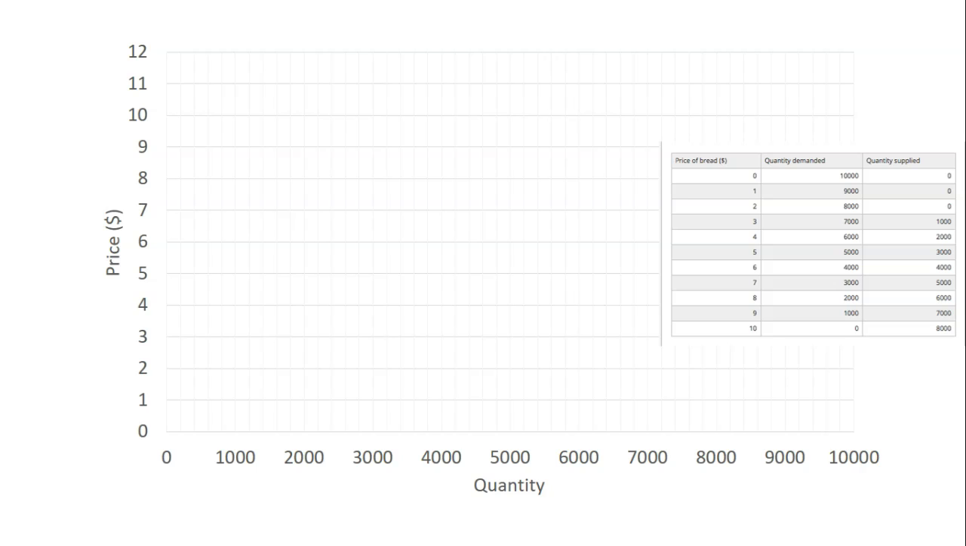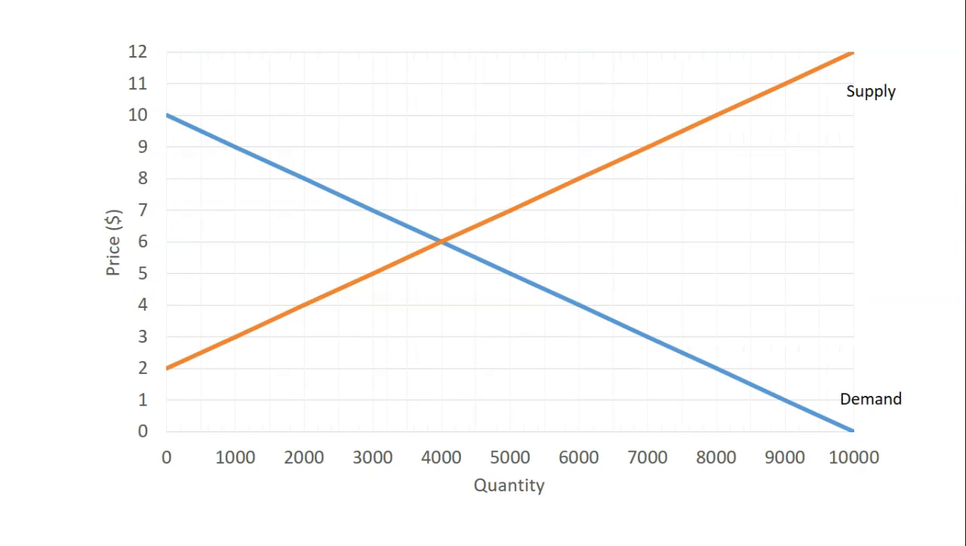So first we need to plot the points that are in the table. So there's the demand schedule points, and there are the supply schedule points. We can just join the dots and we've got a demand curve and a supply curve. The equilibrium is going to be at the point where the quantity demanded equals quantity supplied, or in graphical terms, where the two curves intersect. Here, the price of $6, the quantity of 4,000.